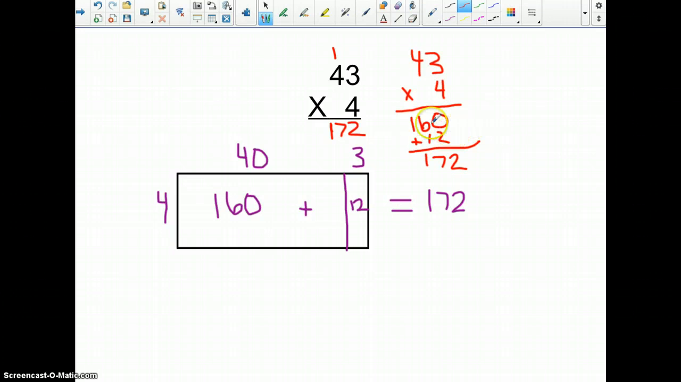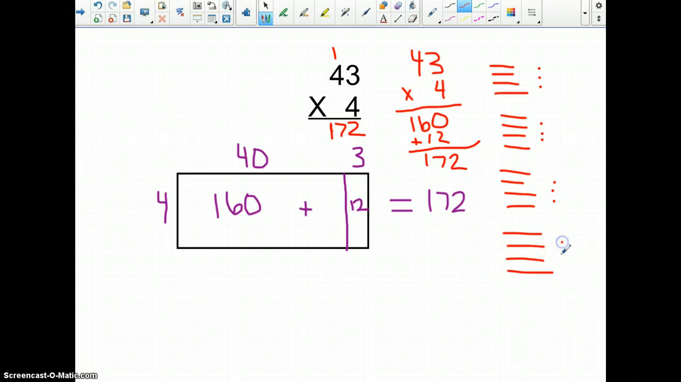Oh, one more way. If you wanted to draw the picture, let's do 43. 1, 2, 3, 4. 1, 2, 3. There's 40. We're going to pretend these lines are rods. Okay, so there's one group of 43. 1, 2, 3, 4. 1, 2. There's another group of 43. My third group of 43. And my fourth group of 43. So I have 43 4 times.